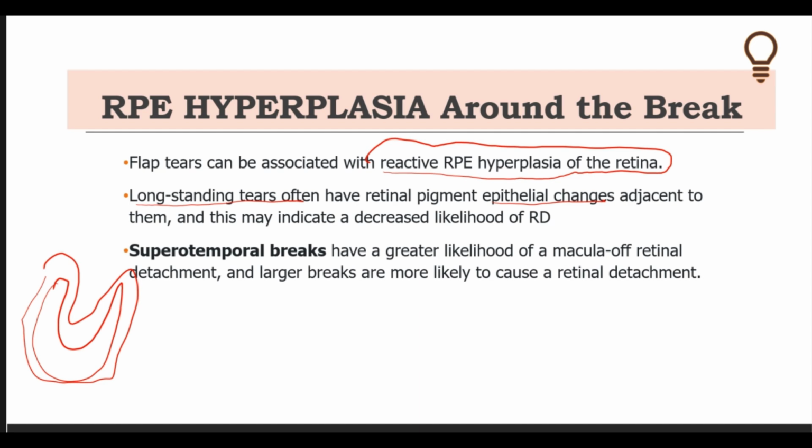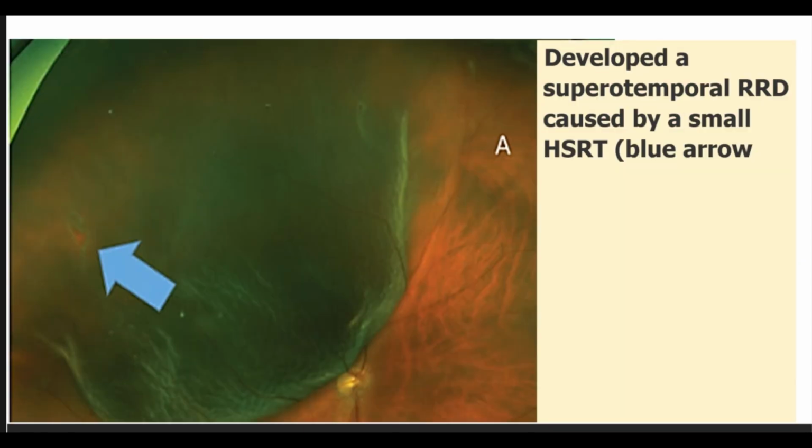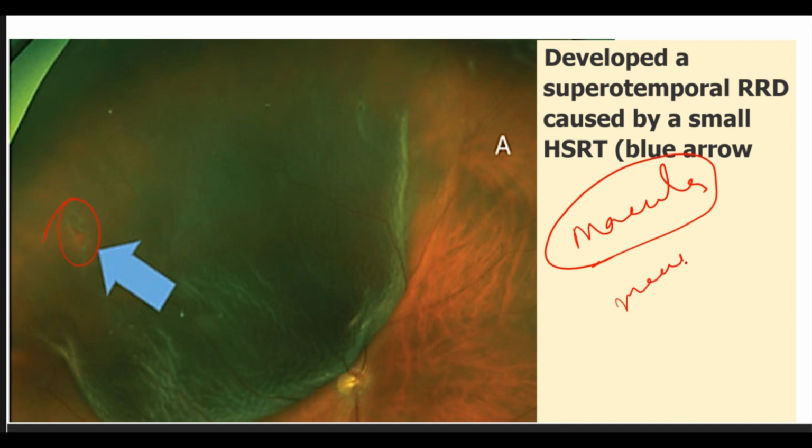Okay, now another thing that you have to remember is that superior temporal breaks usually have a greater likelihood of development of a macula off retinal detachment. For example, as you can see in this picture, here is a break. The break is located in the superior temporal region, and whenever the break is located there, there are greater chances of developing a bigger RD, and this RD going and actually lifting off the macula itself or affecting the macula. Now, such an RD is known as a macula off RD. That means the neurosensory retina of the macula also is affected.